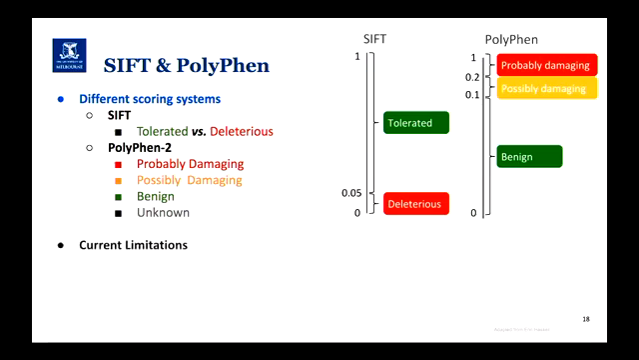Okay? And the main current limitation of methods that predict pathogenicity is that they overestimate the number of pathogenic mutations. So if you recall from variant calling, different variant calling methods need to find a compromise between two properties, sensitivity and specificity.